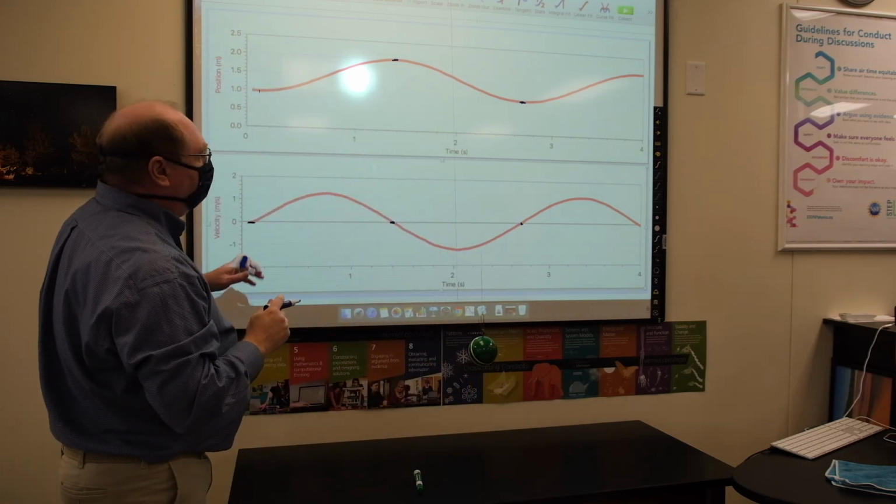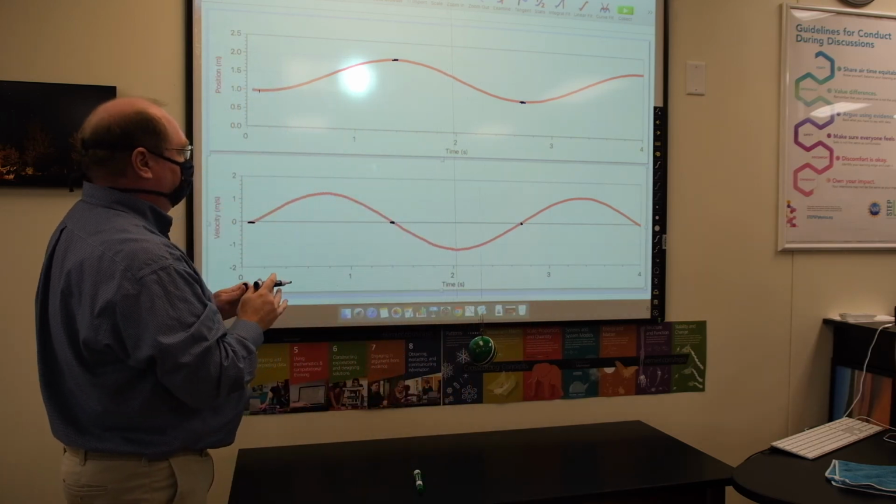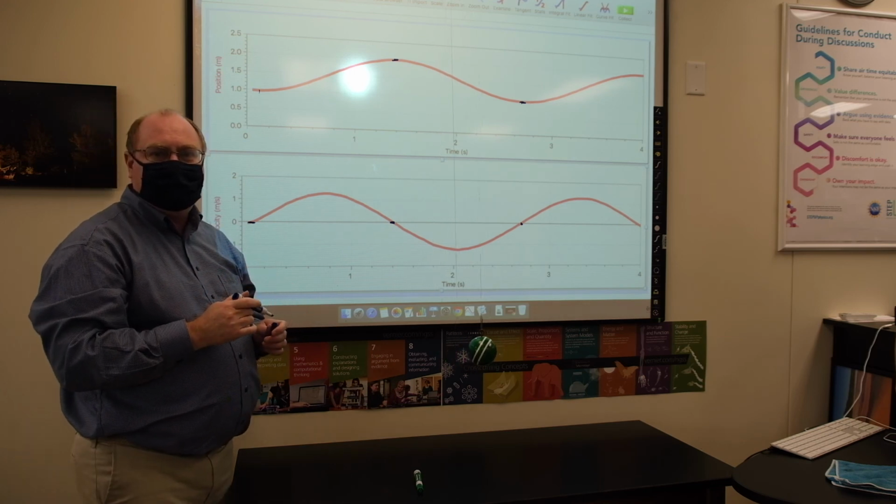Okay? And so the graphs are very similar, but they actually show two different sets of data.